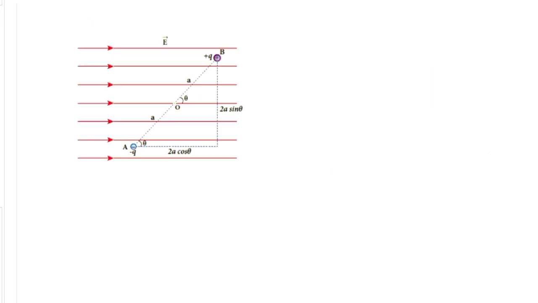And in the case of potential energy, since we have already studied torque, we can easily derive the electrostatic potential energy of a dipole kept in a uniform electric field. Same diagram: the positive charge and negative charge separated by 2a distance, kept at an angle theta with a uniform electric field.